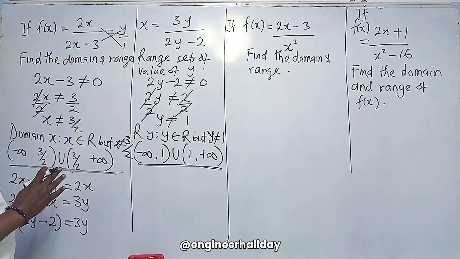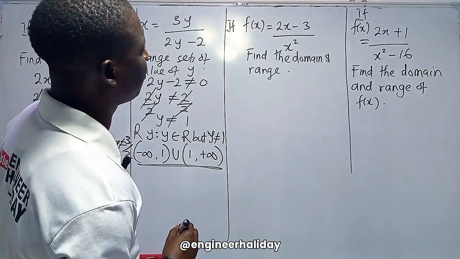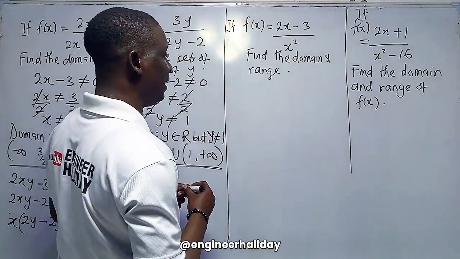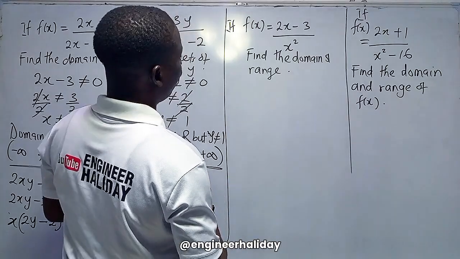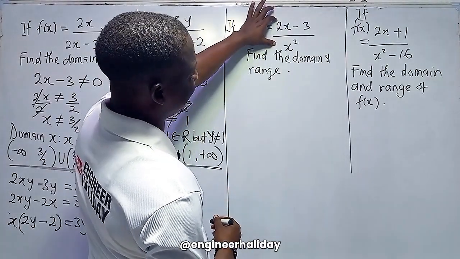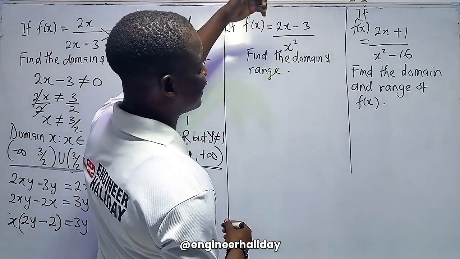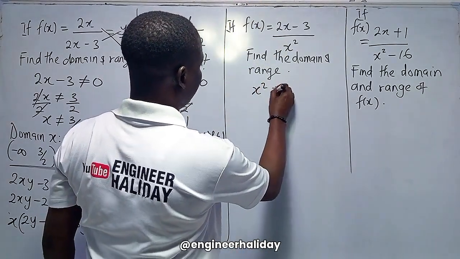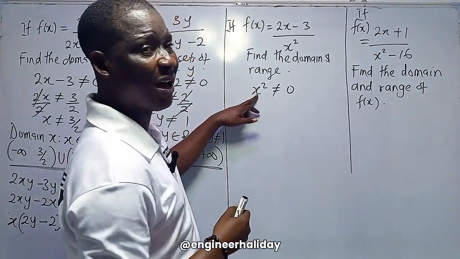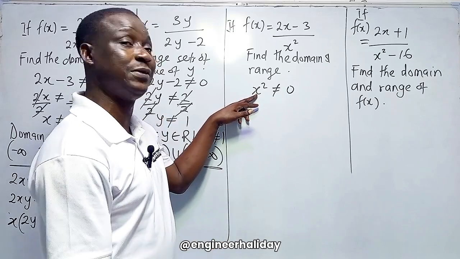Now let's go to question number 2 quickly. Question number 2 says if f of x equals 2x minus 3 divided by x squared, find the domain and range. What we go through in this question is that we look at the function clearly. You see that x squared is the denominator and x squared is never going to be equal to 0. Why? Because it's a quadratic function. Any value of x you put there, we still make it positive.